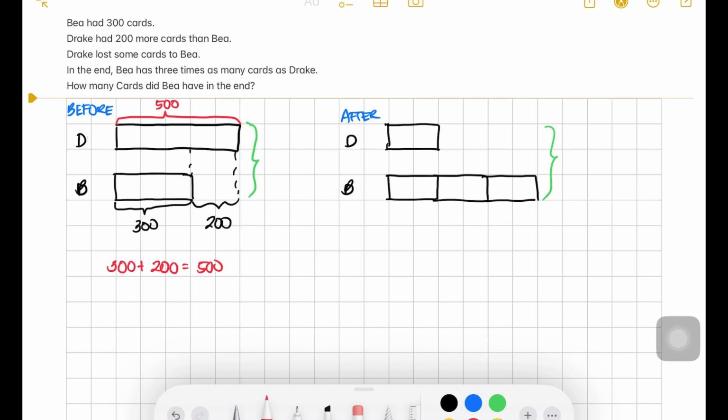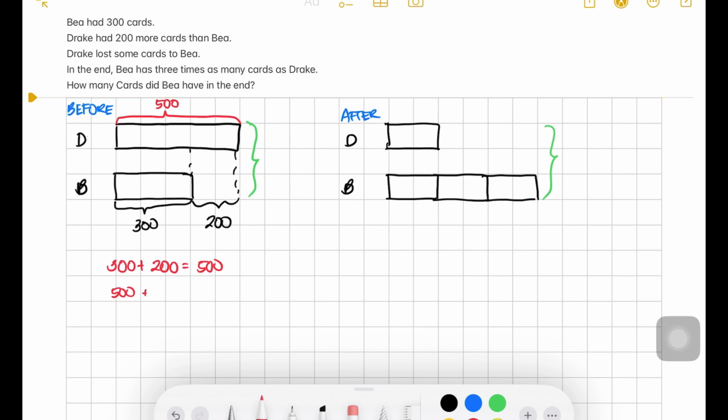Now to get the total, we have 500 for Drake plus 300 for Bea. We now have the total of 800 cards. So again, 800 before and after. So from here, we would be able to see that we have 800 in the end and at first. And in our model, in the after model, we have now 4 units. Okay, the 800 is for 4 units.